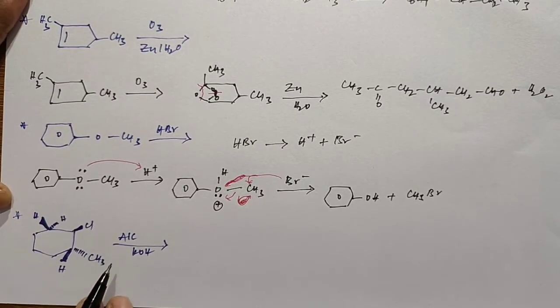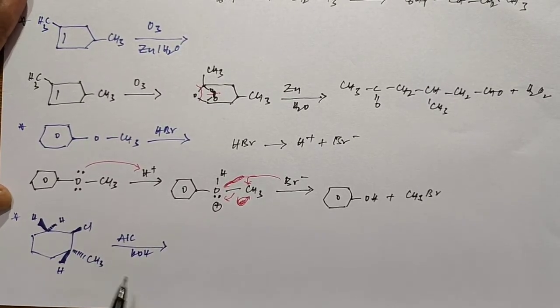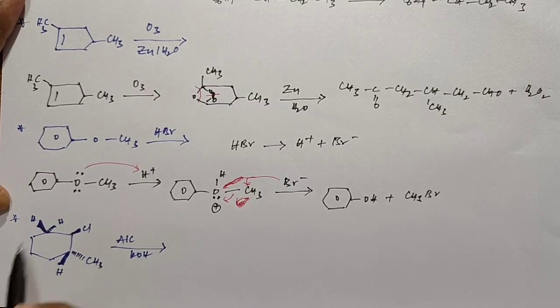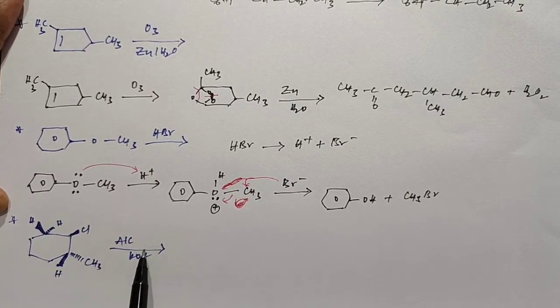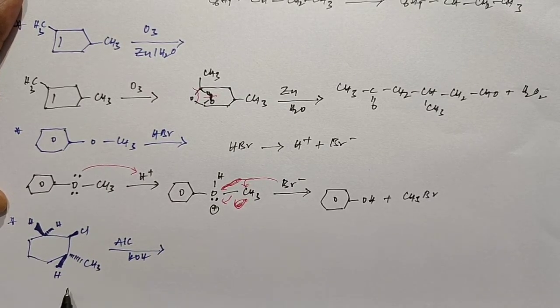This is the next incomplete or miscellaneous reaction. In this reaction, the given compound reacts with alcoholic KOH. Here the reaction mechanism is based on stereochemistry.